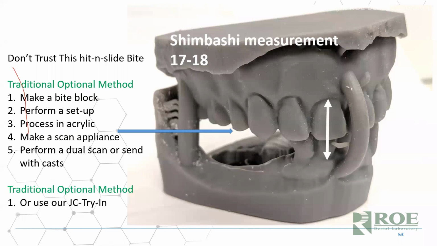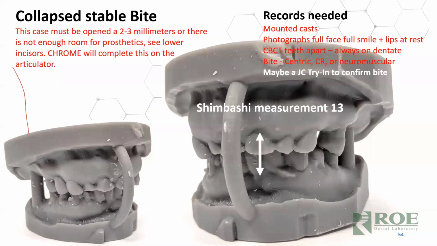Now, in a case like this, there's a couple of options for confirming a bite. One is bite block, setup, try in, making sure that the bite is ideal, the teeth positions are ideal. It's exactly what you would do for a partial denture. Process that in acrylic, perhaps make a scan appliance for a dual scan, and then send all the records in. That's one option. Another option that we offer, and I'm going to show that in a few slides, is called the JC Try-In, which is a fantastic prosthetic that we developed really just for chrome. We use it for other situations too, but we use it for chrome to confirm bites, to confirm opening of bites on an articulator. I'll show you some examples of that.